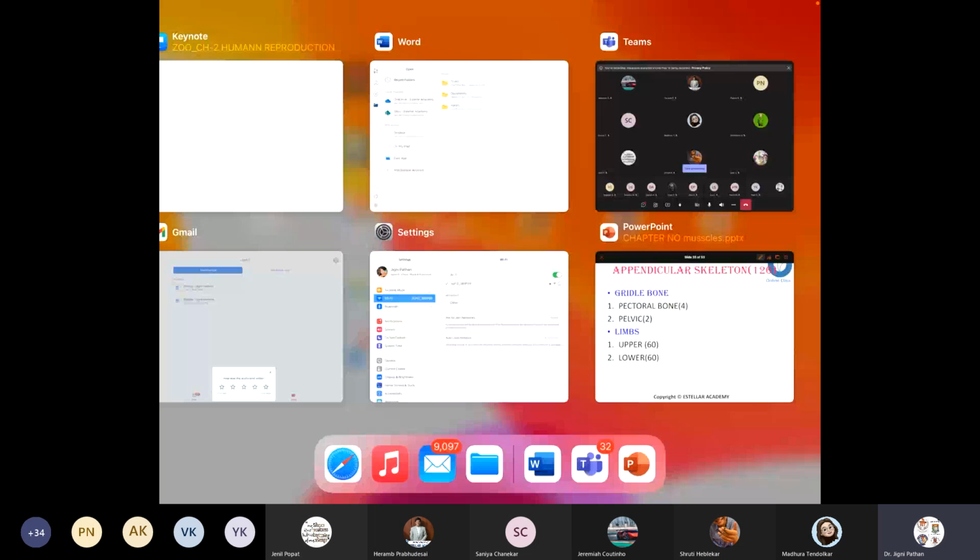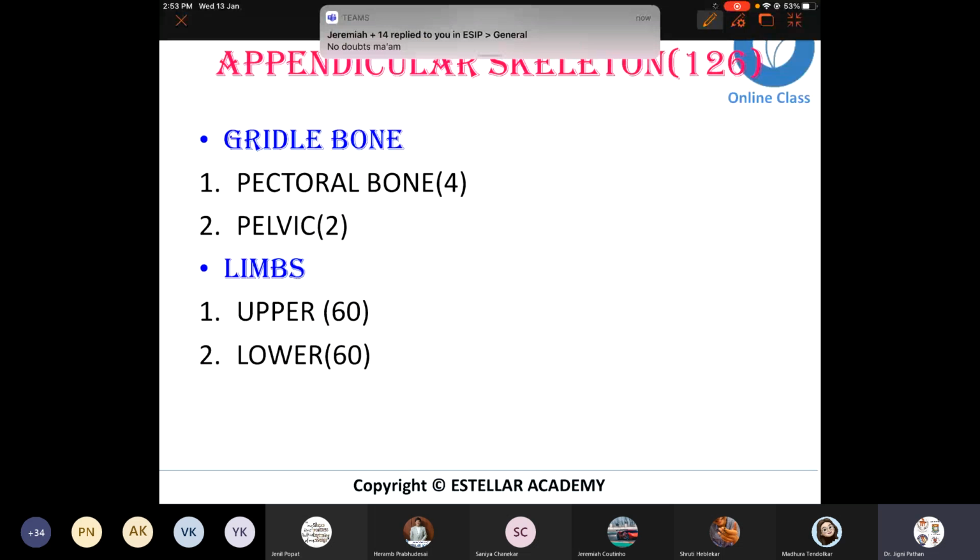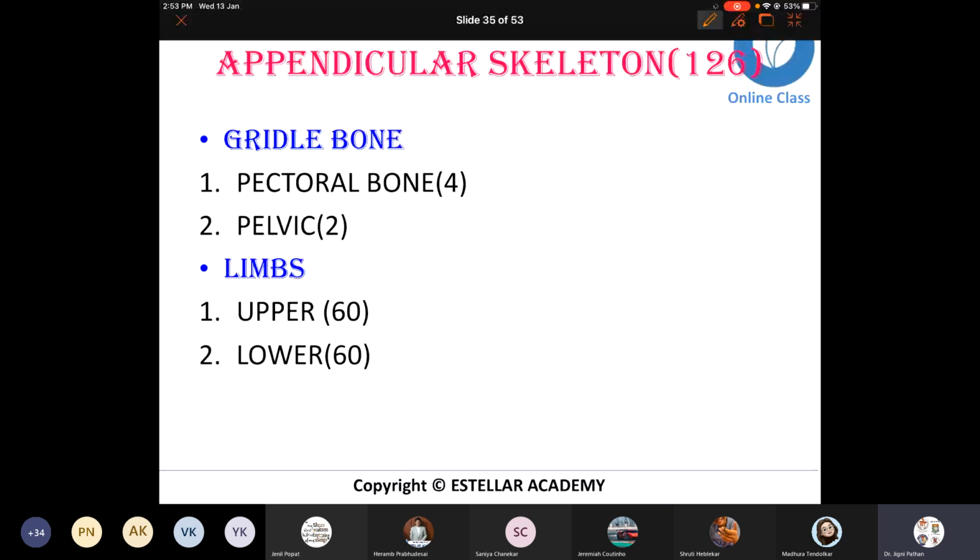Appendicular skeletal is 126 bones in number. That is the girdle bones and limb bones. The girdle bones mean the shoulder girdle and hip girdle, and then limbs, upper limbs and lower limbs. Limbs are about 120 bones: the upper is 60 and the lower is 60. Then the pectoral girdle, that is the shoulder girdles, which are 4, 2 on each side, and the hip girdle is 1 on each side. Altogether 126 bones. Please do write down this.